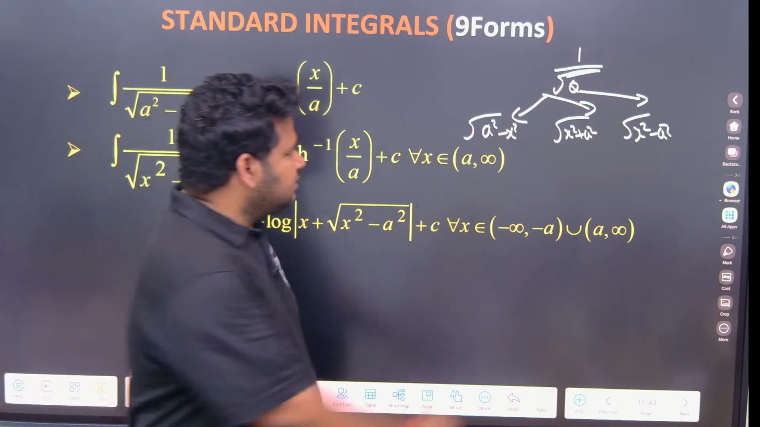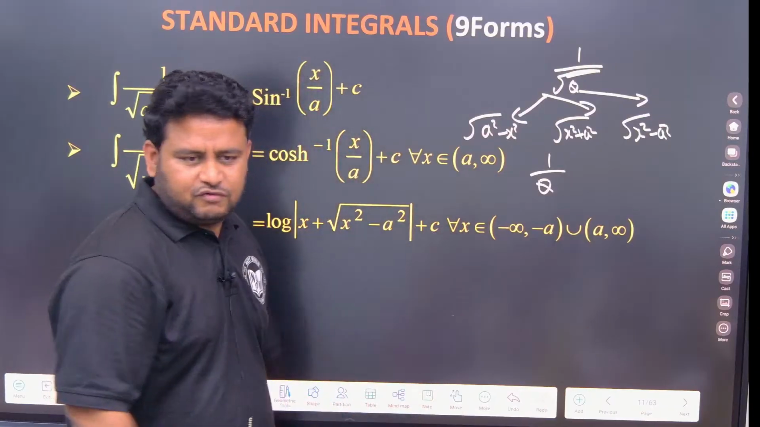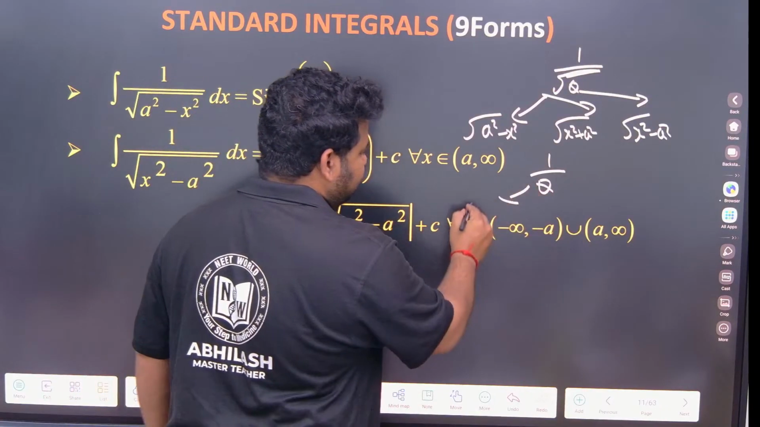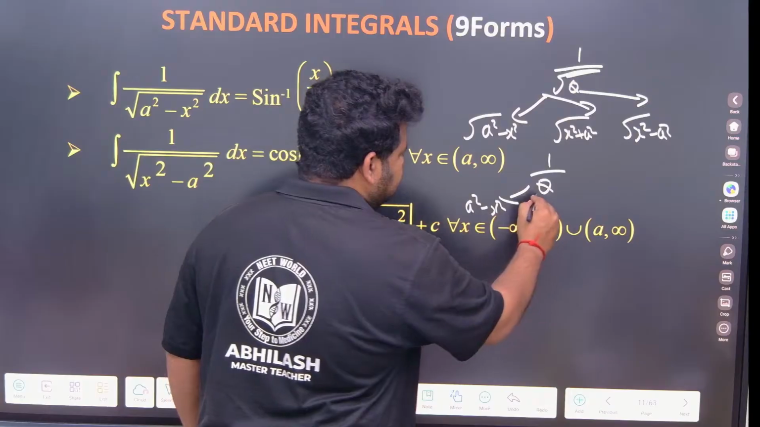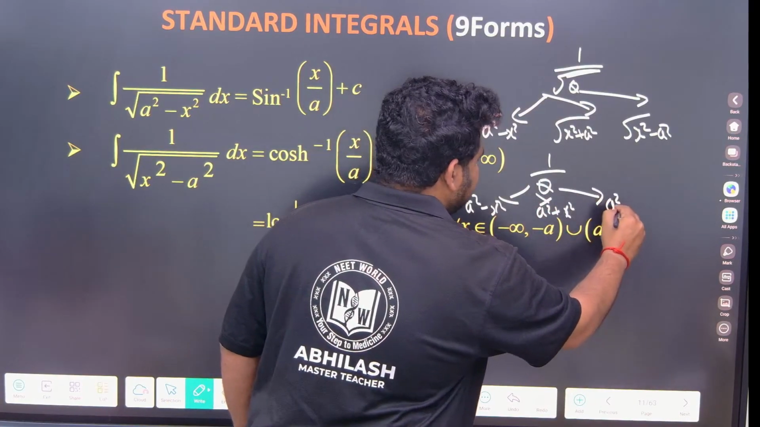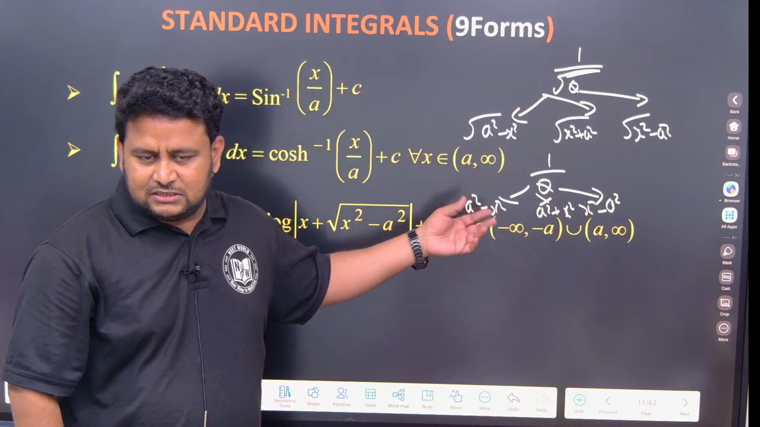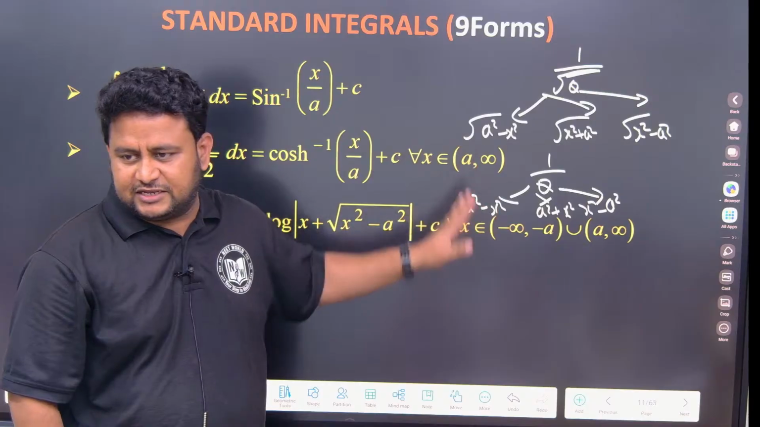Next, similarly another form can be 1 by q, where there will not be a square root. For this also there are 3 possibilities. Instead of the square root you will have a square minus x square, a square plus x square, or x square minus a square. These are the 3 possibilities. These 9 formulas we are dividing into 3 blocks, 3, 3, 3, that's all.